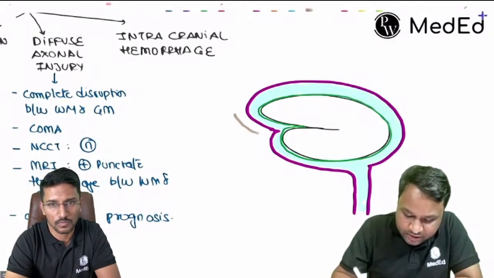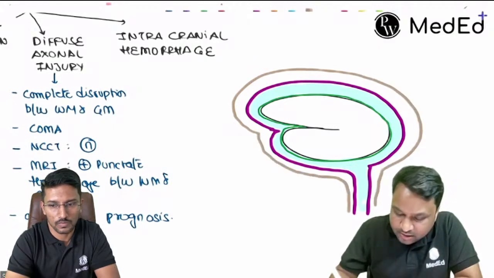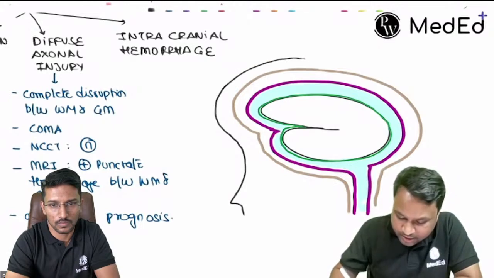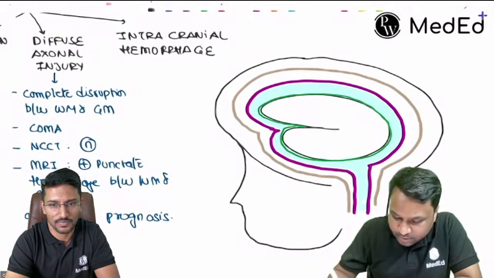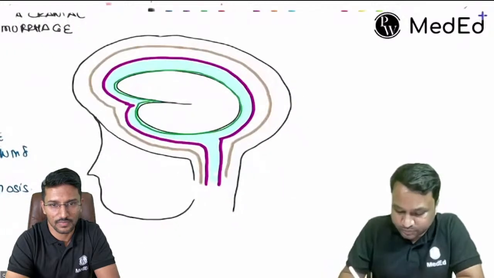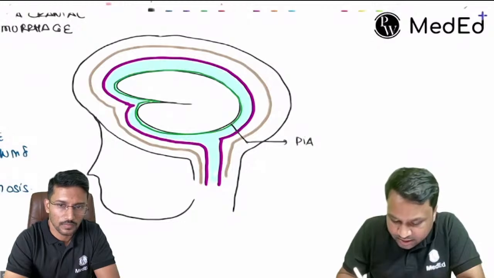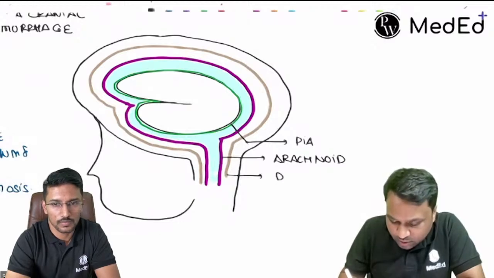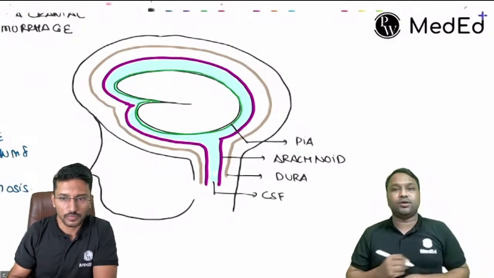Surrounding this, we have the dura, and covering the dura, you have the skull bone. Now, to make it simple, I'm just going to quickly label it for you. The innermost layer is the pia mater. Then you have the arachnoid. Then the outermost is the dura, and the fluid that is floating is your CSF, right?